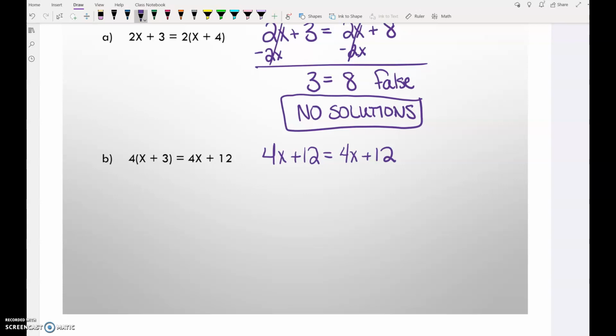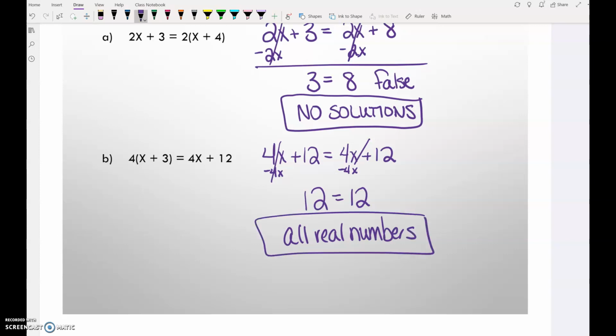They're exactly the same. And if we take the time, maybe we don't notice that they're exactly the same. We would end up with 12 equals 12. 12 definitely does equal 12. That is completely true. So this one would be all real numbers.